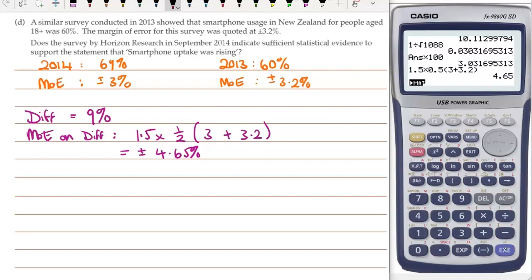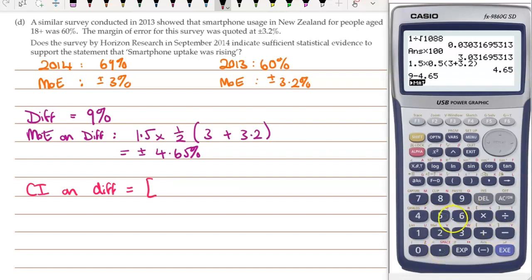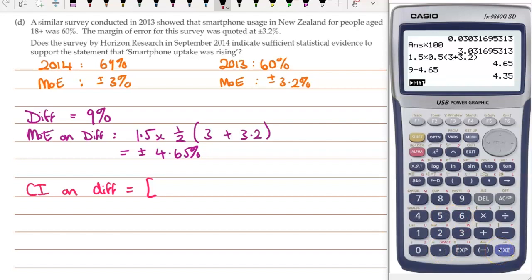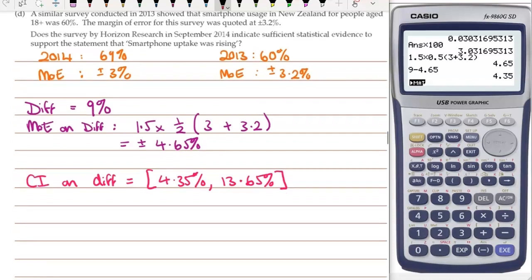So our confidence interval on the difference now is to take that 9 and add and subtract 4.65. So 9 minus 4.65 is 4.35%, and then if we're to add it on, it'd be 13.65%. Now that is entirely positive, so we can make the claim that it is going up.